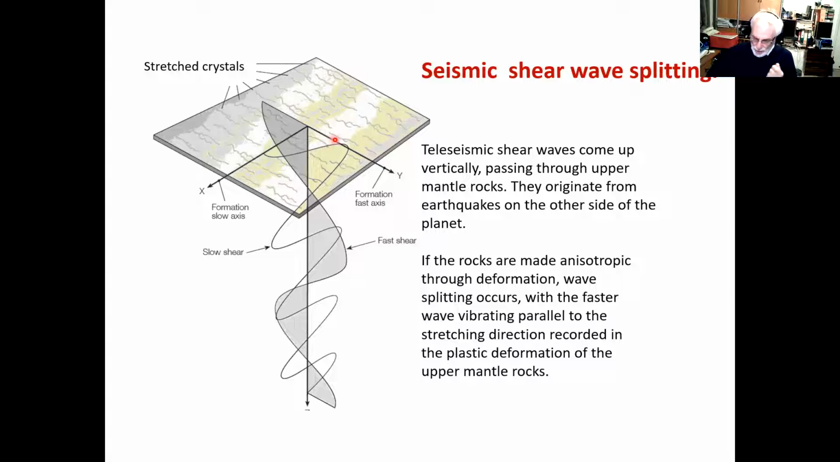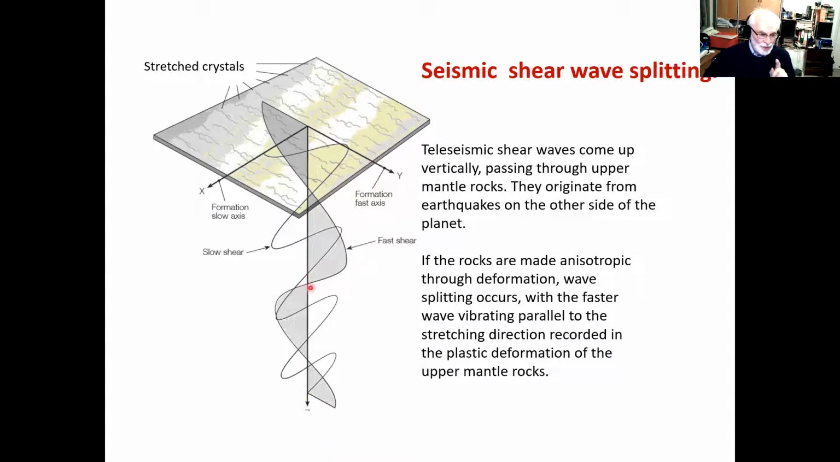When you stretch upper mantle rocks in particular, you pull the olivine crystals into a kind of alignment. They have a preferred orientation, and this makes them mechanically anisotropic. So if this represents the surface of the earth, and we've got these stretched crystals which are being elongated that way, when we have seismic waves coming vertically from beneath, such as we have in the case of teleseismic shear waves, by teleseismic it means that they're coming from earthquakes which were produced on the other side of the planet. So by the time they arrive here, they're coming up vertically.